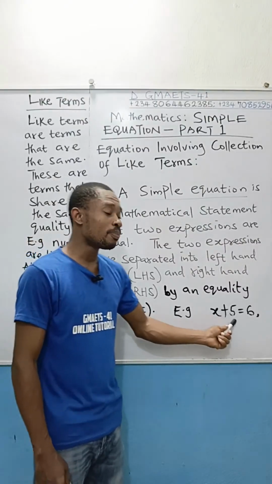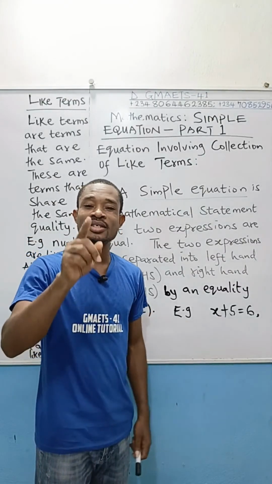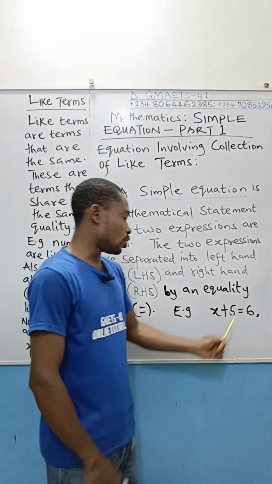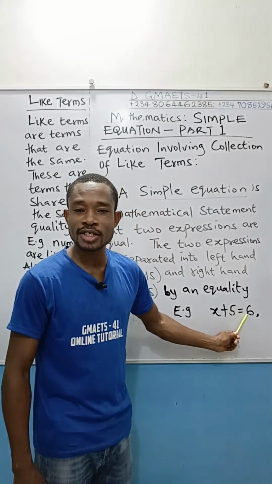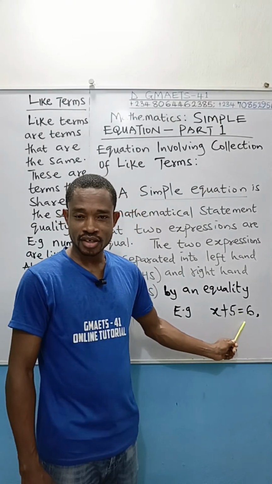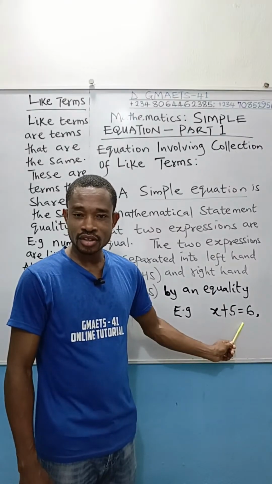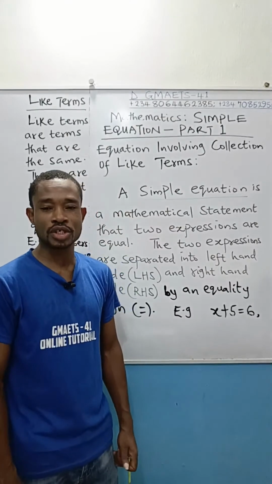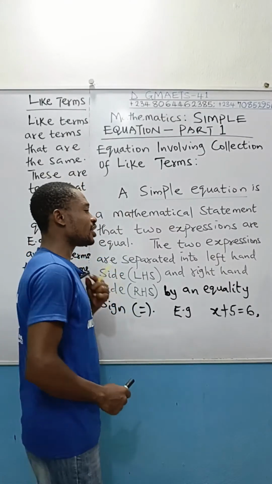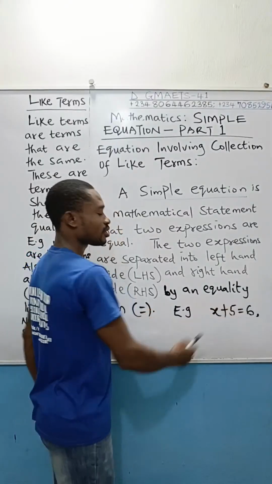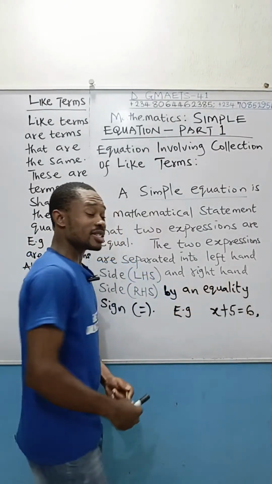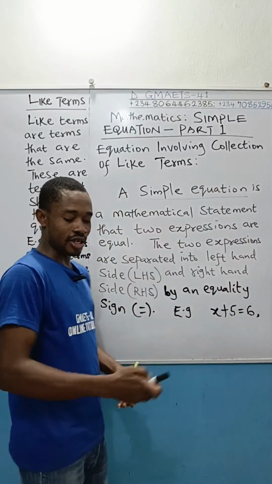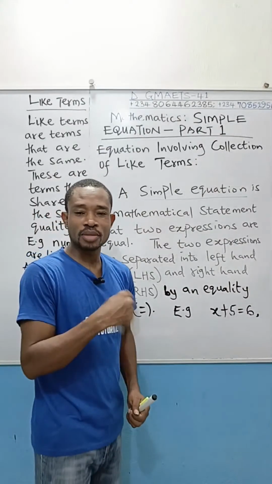This is a simple equation because I can see an equal to somewhere there. And where is the equal to? Look at it. The equality sign is there. For that reason, X plus 5 equal to 6 is a simple equation. Like I said, the equation separates the mathematical statement, separates the expression, into left and right-hand side. Now, watch the board.